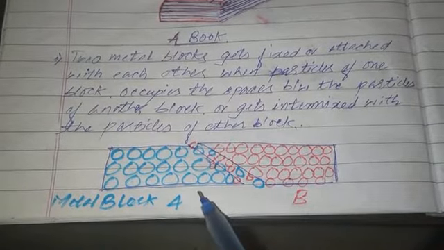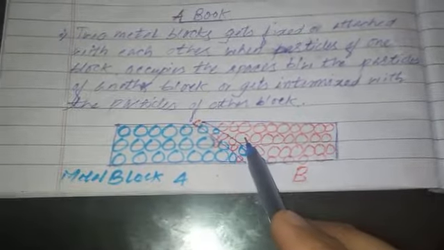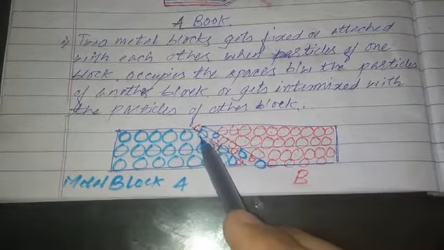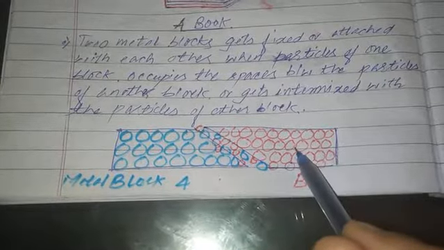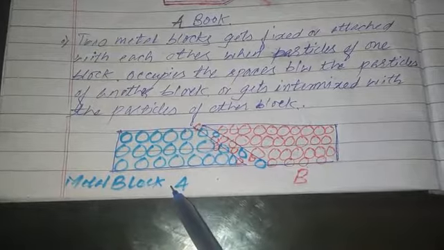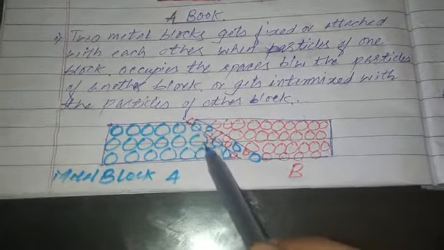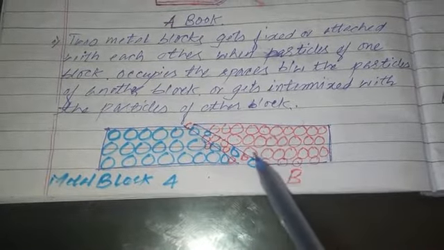Let's understand this in a much more elaborate, figurative manner. See, there are two blocks, okay. I have colored this with blue pen and this with red pen. Means these are the particles of B block and these are the particles of A block. See, the particles of the A block, which are blue in color, are getting intermixed with the particles of the B block.